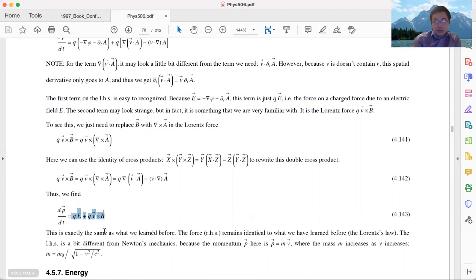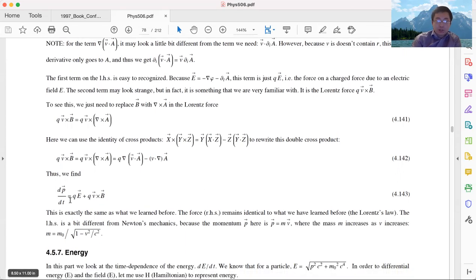And this force is exactly what we learned as the Lorentz force. Okay? Electric field gives me a force of q times E. Magnetic field gives me a force of qv cross B. Okay? That's exactly what we learned before. So for the equation of motion for the momentum, the time variation of momentum equals the electric and magnetic force we learned. Okay.